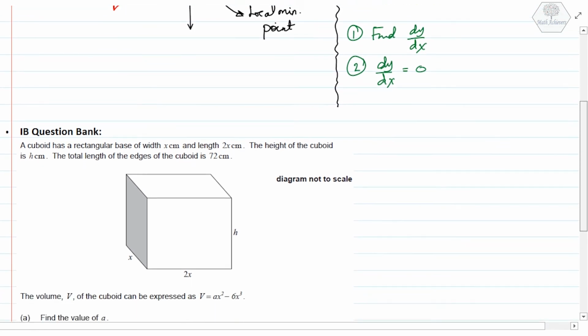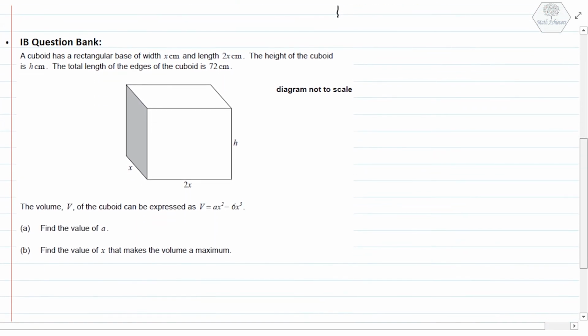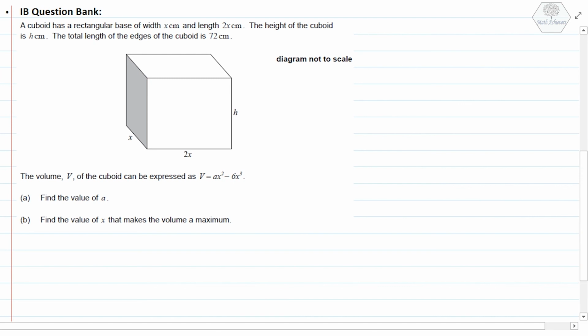Let's have an example from the IB question bank now. I have a cuboid that has a rectangular base with width x and length 2x, and I have the height to be h centimeters. The total length of the edges of the cuboid is 72 centimeters. Then the volume of the cuboid is expressed as v equals ax squared minus 6x cubed. For part A of the question, we need to find the value of a.